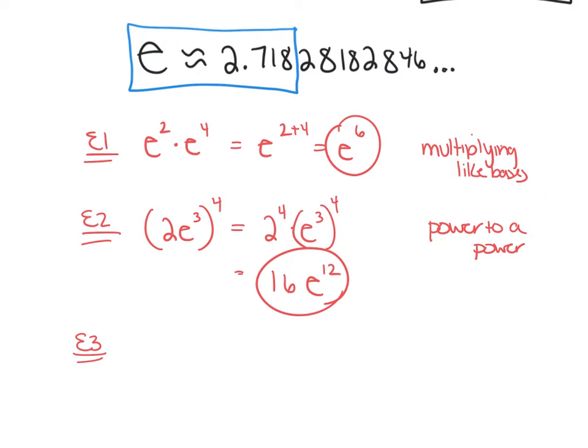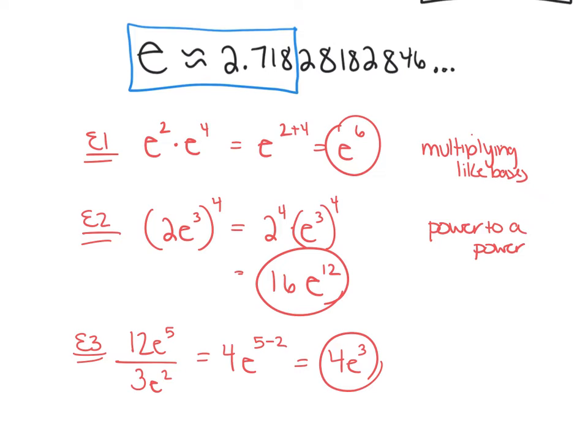Number 3, if we were dividing, so let's say we had 12e to the fifth power all over 3e to the second. You're going to treat the 12 divided by 3 like you normally would. And then for your powers, e to the fifth divided by e squared means you're going to do e to the 5 minus 2 power, which ends up being 4e to the third power. And that's the quotient rule of like bases.